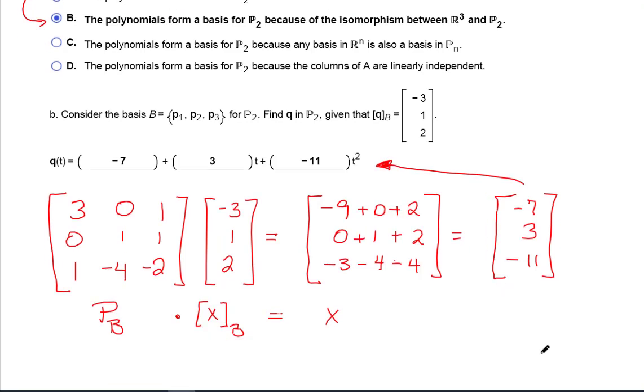And so let's see, we've got P1, P2, P3. I want to find a particular q, given that the q is of this form relative to B. So what did I do? I took my PB, I multiplied by its coordinates, which are minus 3, 1, and 2, to give me the coordinates relative to the standard basis for P2.